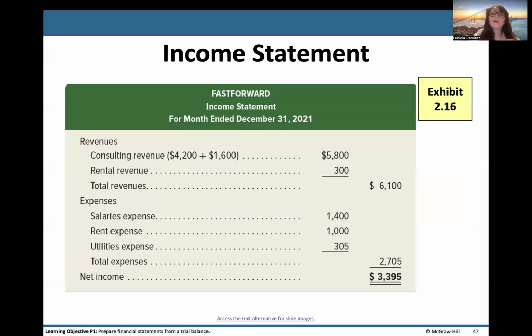A quick income statement example. So you list out your total revenues and your total expenses. You record your total revenues here, which is just adding these two above. You record your total expenses here, and then you subtract the two, and that gives you your net income.